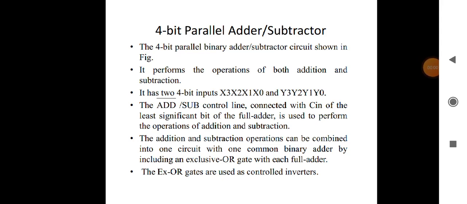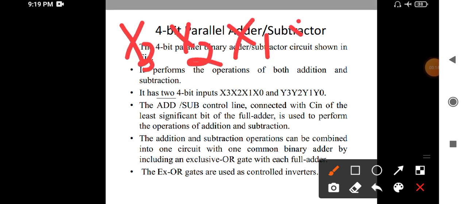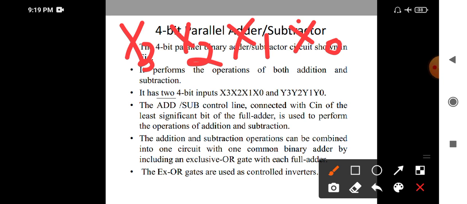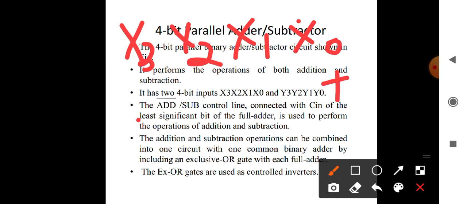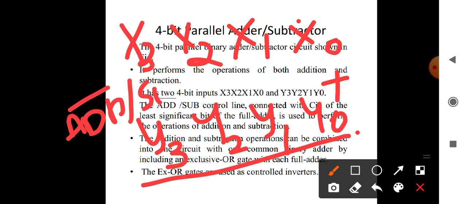In this class, we study the 4-bit parallel adder and subtractor. What does 4-bit mean? 4-bit means we have x3, x2, x1, x0, and this 4-bit number is added to y3, y2, y1 and y0 to produce the sum. We have an input called add bar subtractor.